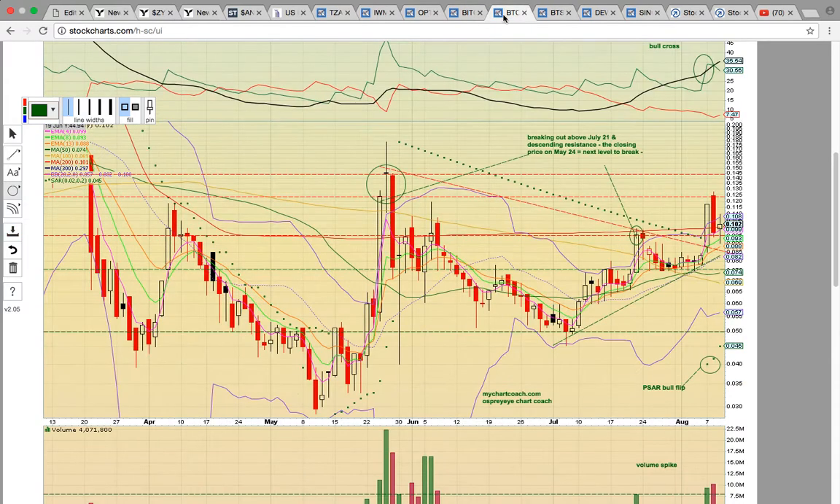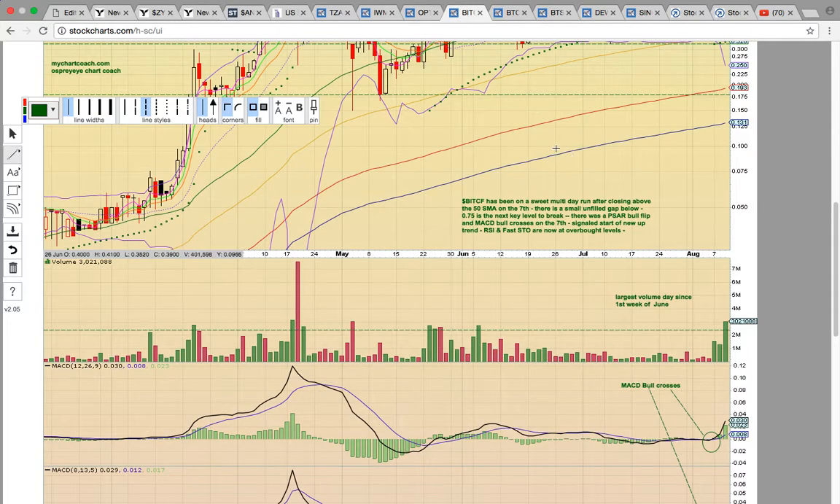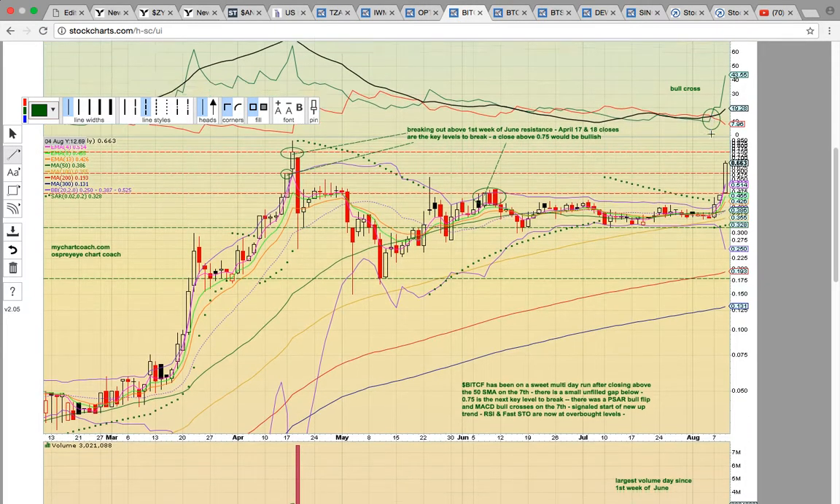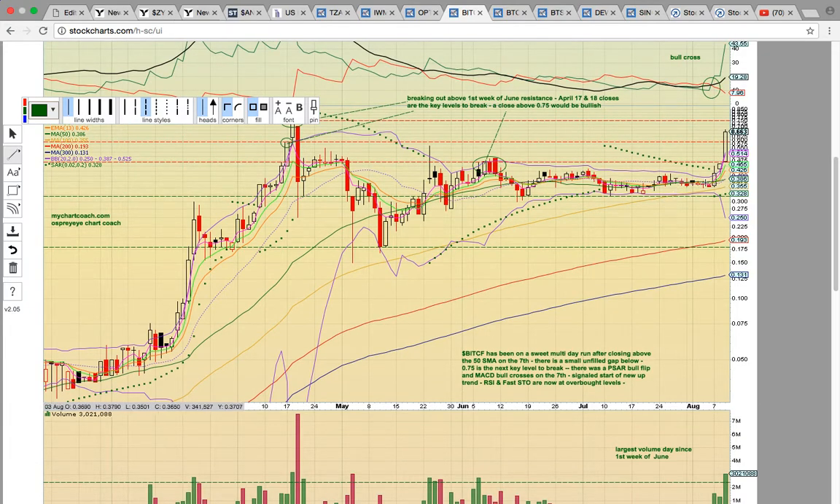It's lagging behind the other two. Notice how they broke out, so you could see it play a little bit of catch up. Notice how this had a similar kind of pattern before it broke out. So yeah, keep an eye on it.